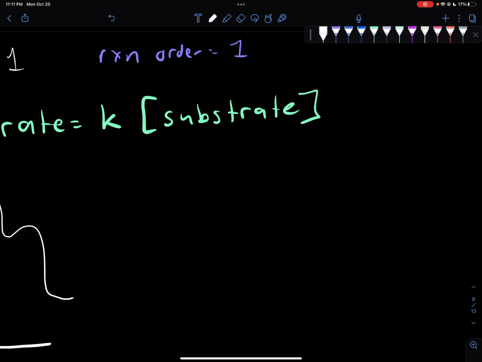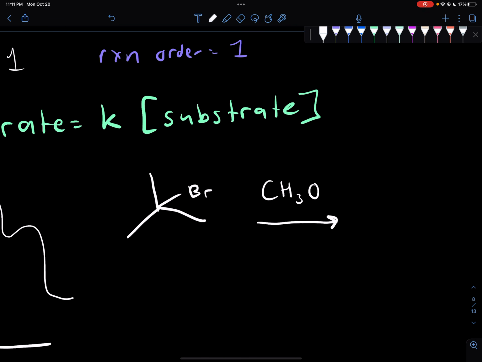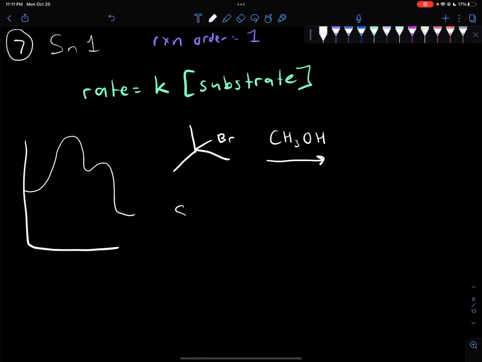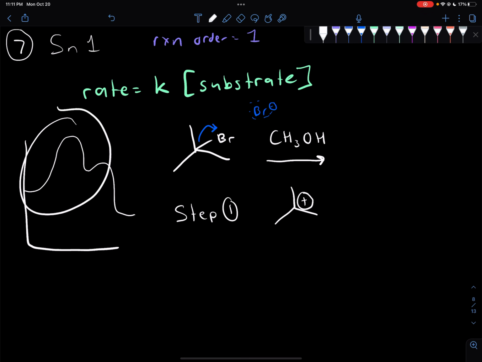But what does it look like? Let's do this. Let's say you have this electrophile with CH3OH, nucleophile. The very first step, right? Step 1 is your leaving group will leave. So my Br will leave, right? So I'll have Br minus just floating around. And as a result, I have a carbocation. This is that step 1 we're talking about, right? So this intermediate is your carbocation.